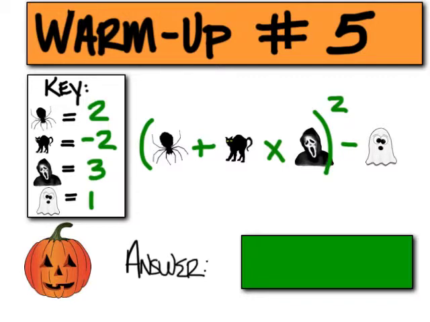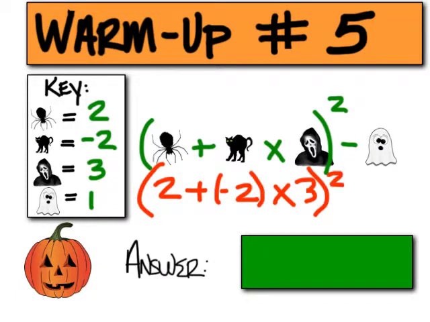Alright, the work for this one is going to be 2 plus a negative 2 and then times 3. Whatever the value is for that, we'll square it and then subtract 1. That should be negative 6 plus 2 is negative 4. Squared is 16 minus 1 is indeed 15.